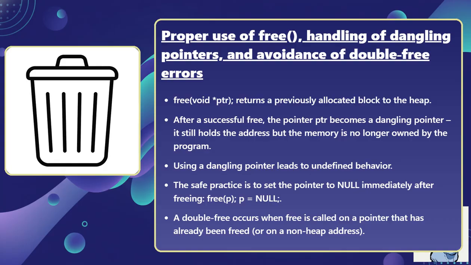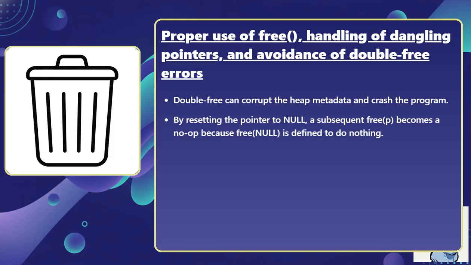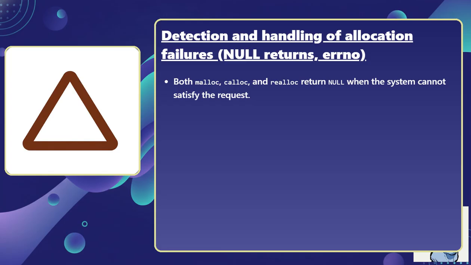or on a non-heap address. Double free can corrupt the heap metadata and crash the program. By resetting the pointer to null, a subsequent free becomes a no-operation because free(NULL) is defined to do nothing. Both malloc, calloc, and realloc return null when the system cannot satisfy the request.